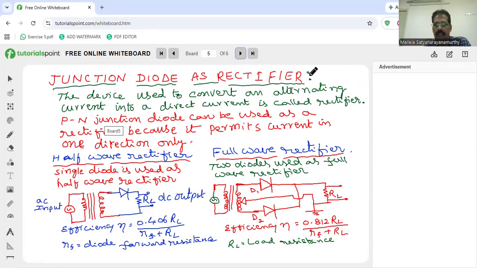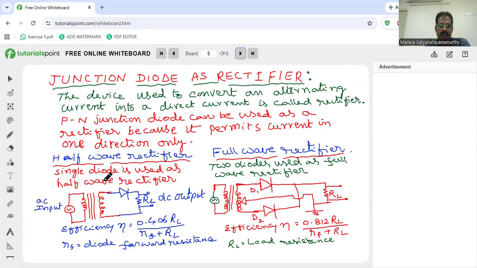Now, junction diode as a rectifier. The device used to convert an alternating current into a direct current is called a rectifier. A PN junction diode can be used as a rectifier because it permits current in one direction only. So see, these are half wave and full wave rectifiers. A single diode is used as a half wave rectifier. This is a transformer. This is the input AC voltage. This is the output DC voltage.